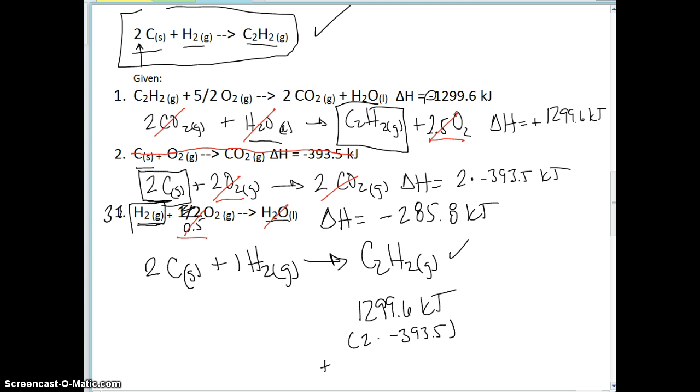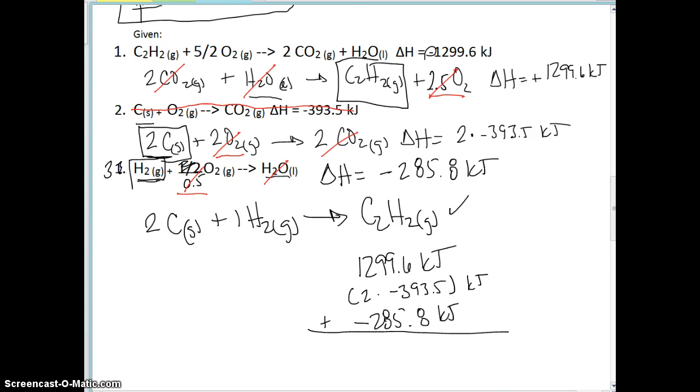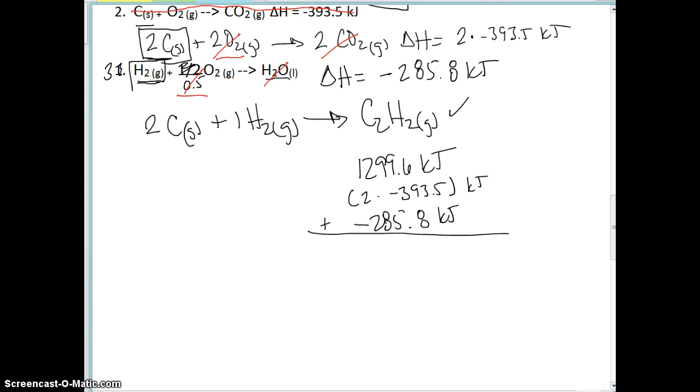Did I manipulate that equation? I did not manipulate that equation at all, so I'm just going to use it, negative 285.8 kilojoules. And so I'm going to take the sum of those. I believe if this comes out correctly, it should be 226.8 kilojoules. And there we go. And that's how we do Hess's law problems.